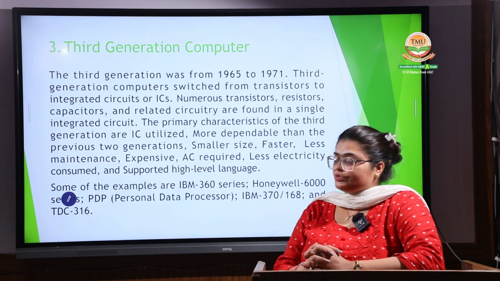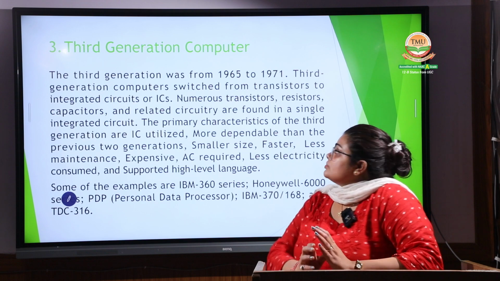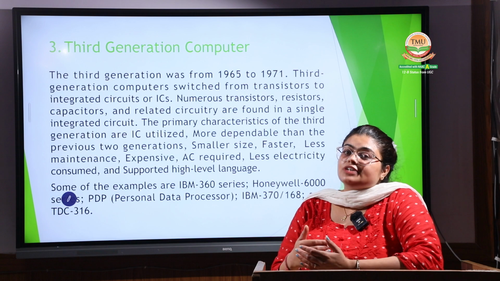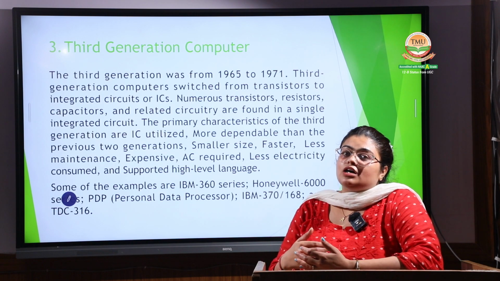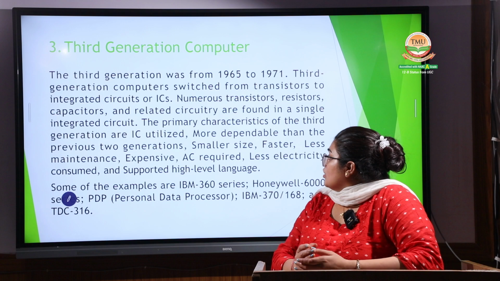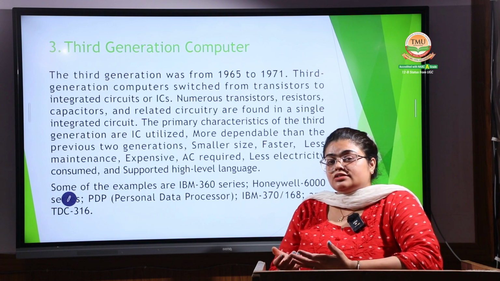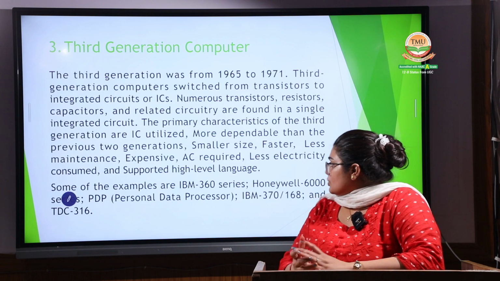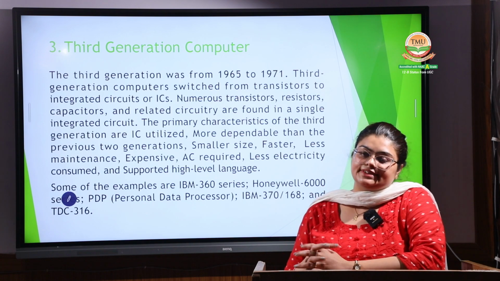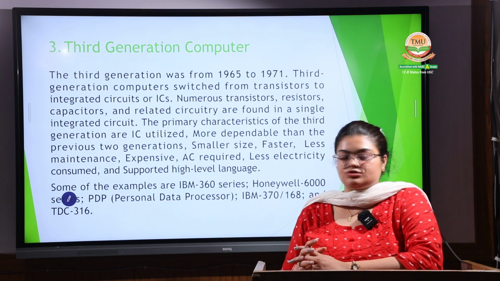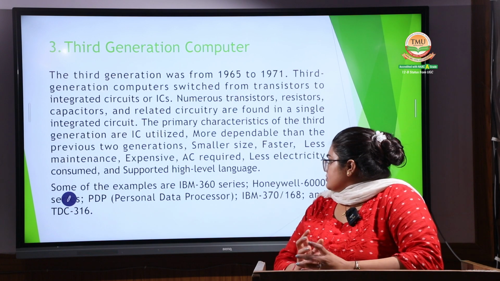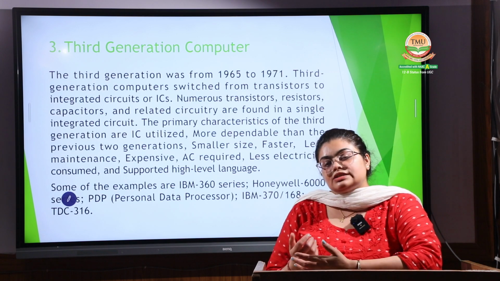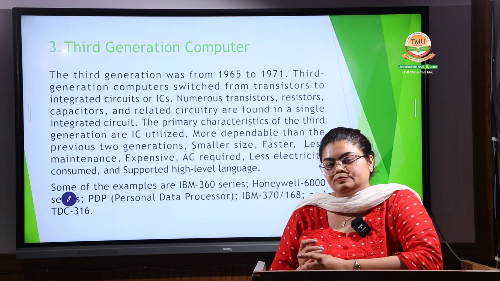Now moving towards the third generation computer, they moved from transistors to integrated circuits. The size of these computers is getting smaller than the first and the second generation. They are faster. Their maintenance is very low. They are very expensive. AC is required, and also they consume less electricity in comparison to the first and the second generation. Some of the examples are IBM series, Honeywell 600, PDP processors, and IBM. And also they support the high-level languages for the computer.